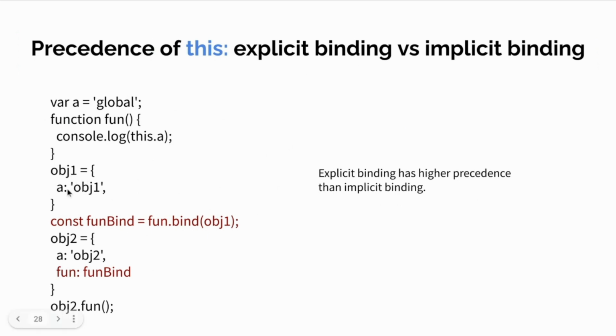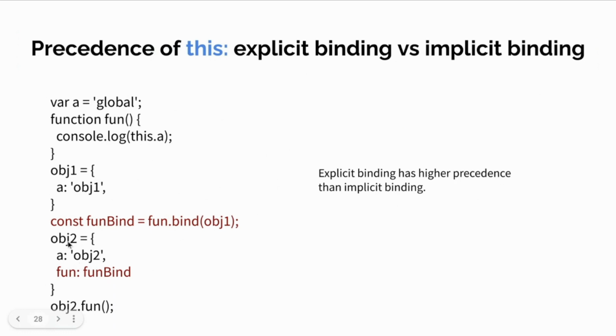You have obj1, and you have a as object one, right? So object one has a key, and that value is obj1. Now you have a function binding. This function binding uses the typical bind syntax, and you have bound the value to obj1.